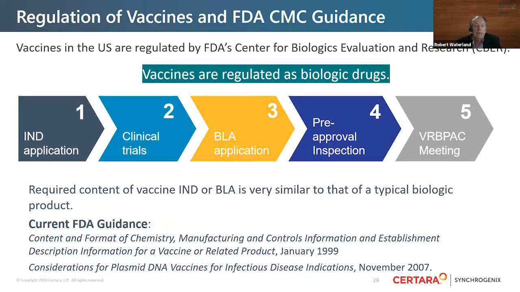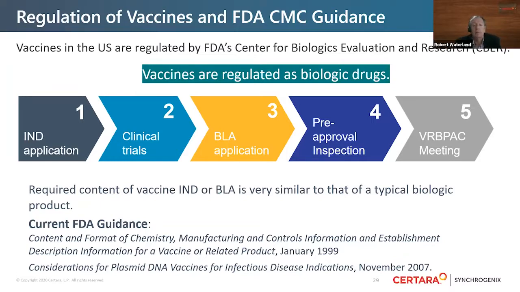So you can see the pathway here for the approval of a vaccine. It's the standard BLA pathway. An IND is filed, clinical trials begin. If everything goes well, a BLA is filed. There's a pre-approval inspection at all the manufacturing sites. And finally, there is an FDA advisory committee meeting to judge whether the BLA will be approved or not. I've included at the bottom of this slide the current FDA guidance. I don't expect you to memorize this, but you'll know where to find it. It's there mostly to show you that the existing FDA guidance for vaccines is quite old.